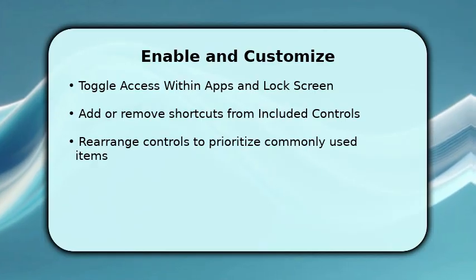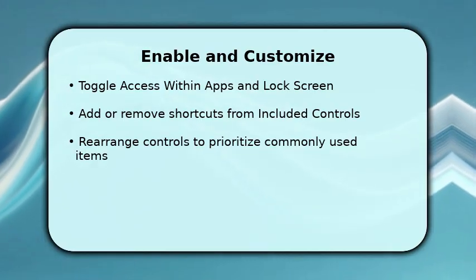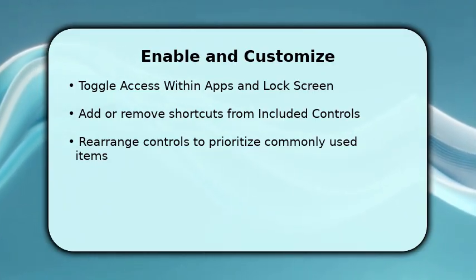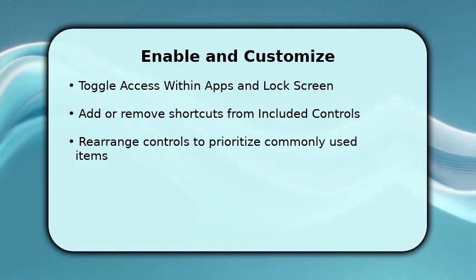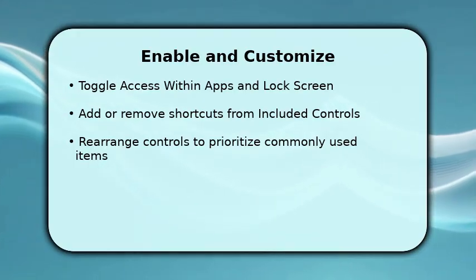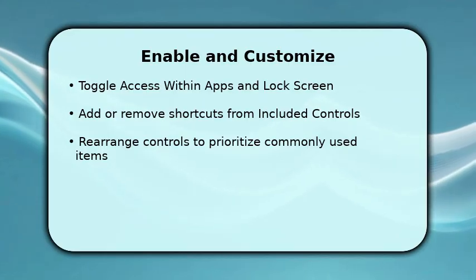This explains why taps sometimes fail. Then add or remove shortcuts under included controls to match your workflow, because fewer items reduce accidental gestures. Once that's done, rearrange controls so your most used actions sit at the top. This speeds access and reduces misswipes.